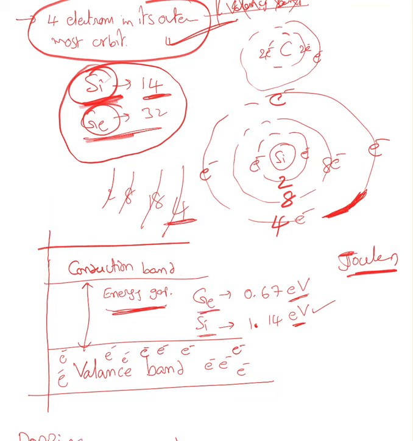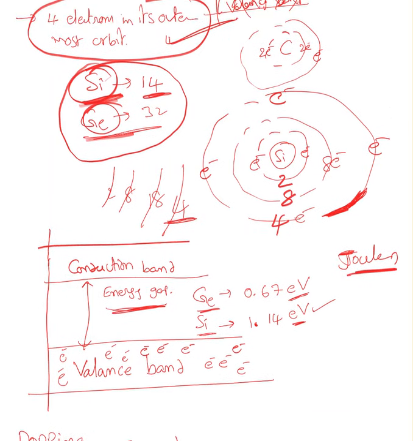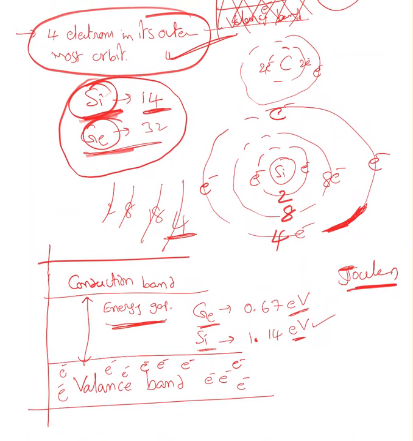So germanium needs less energy, but silicon is more abundant, available in more quantity, and at the same time cheaper. That's the reason we use silicon a lot. Now you know the Silicon Valley in California, because all the electronics industry there uses silicon as their base material. That's the reason we call it Silicon Valley.